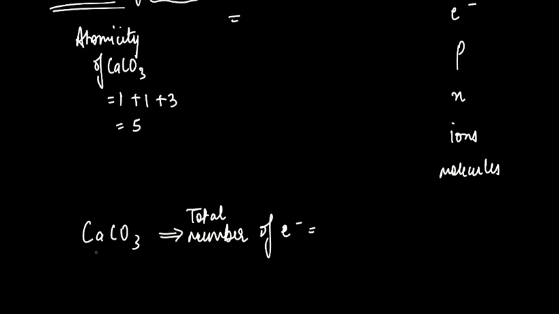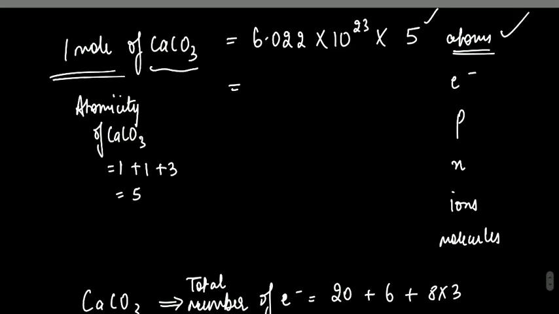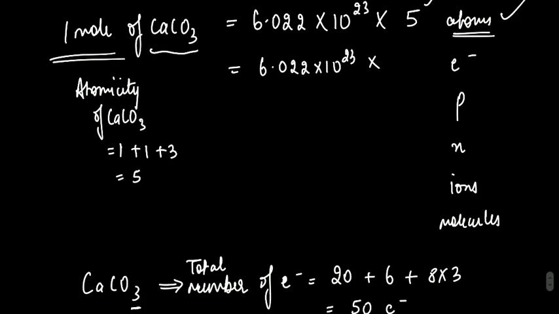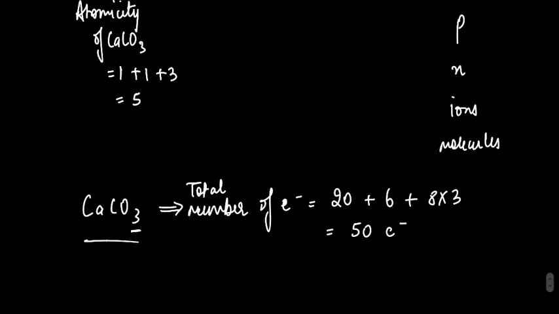Calcium's atomic number is 20, so we will have 20 electrons. Carbon is 6, so 6 electrons. Oxygen is 8, and please do not forget to multiply by the number of atoms. So 24 plus 6 is 30, and 30 plus 20 is 50. So we have 50 electrons. Now, if we write this, 1 mole of calcium carbonate has how many electrons? Do not forget to use the Avogadro number, definitely, but multiplied by the actual number of electrons present in 1 unit of calcium carbonate, which is 50.